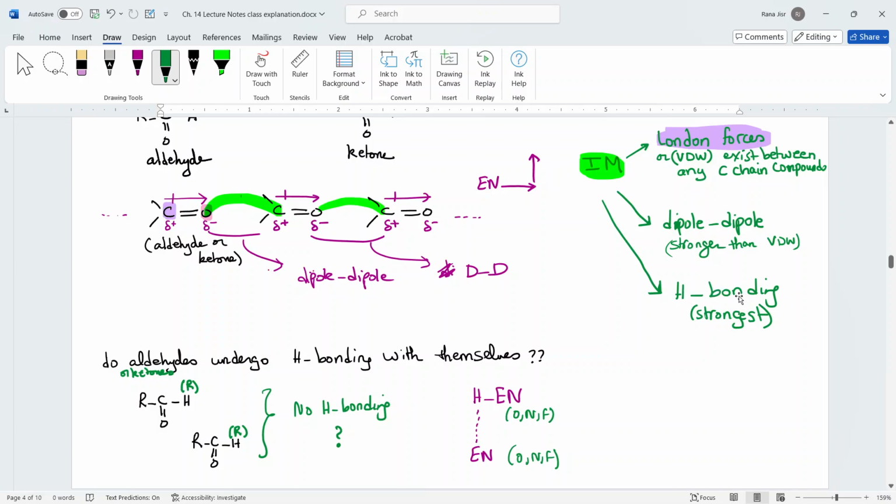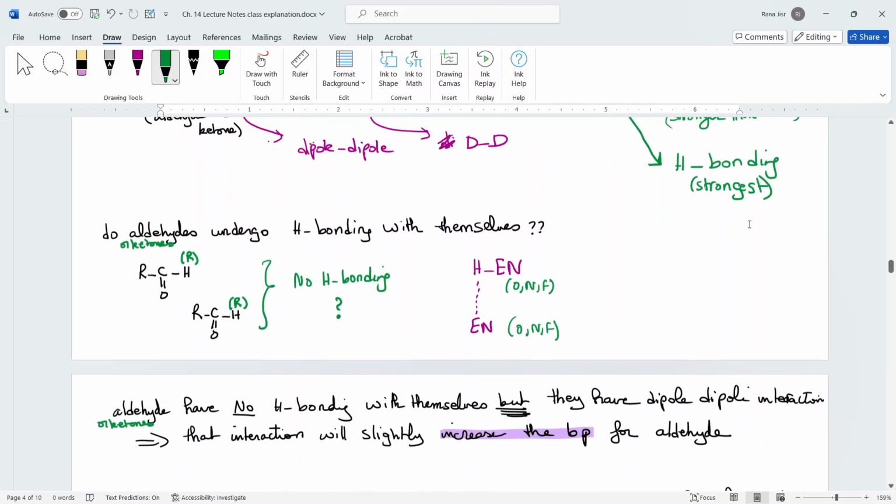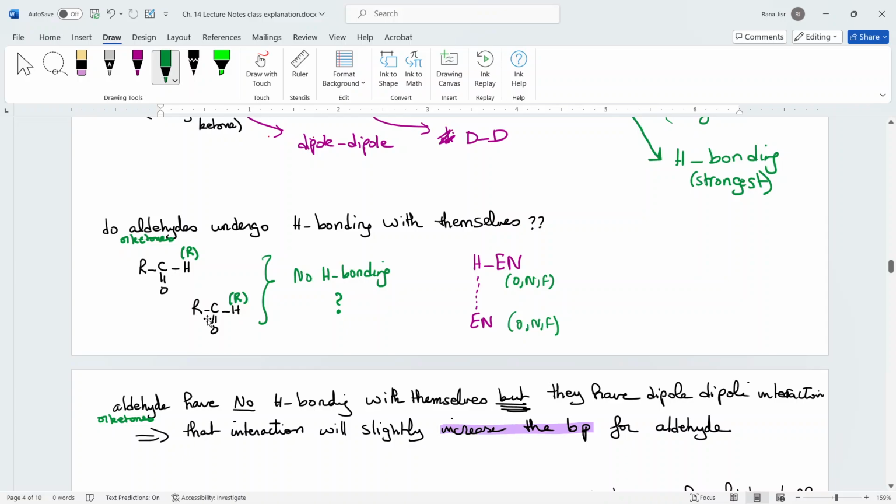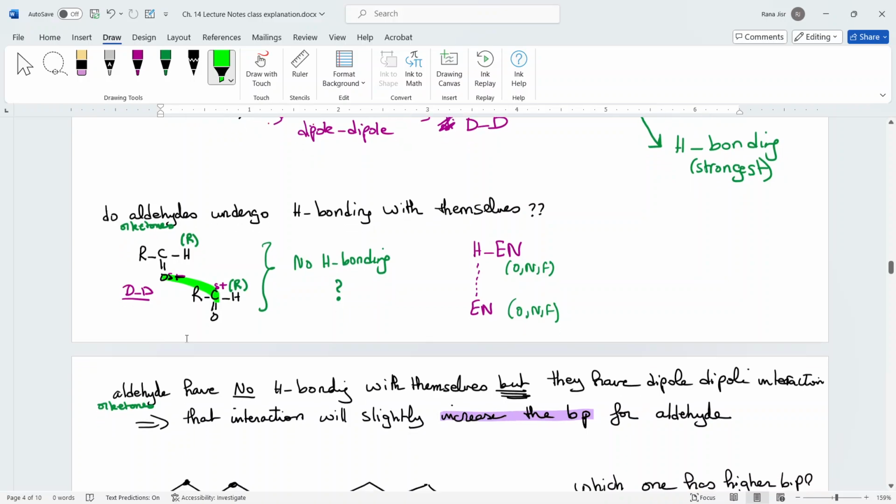Although the hydrogen bonding is the strongest, and the presence of hydrogen bonding will make the boiling point shoot high, the dipole interaction as well increases the boiling point. So aldehydes have no hydrogen bonding, but they do have a dipole interaction. That interaction is between the negative oxygen and the positive carbon, and it is going to slightly increase the boiling point of the aldehyde.